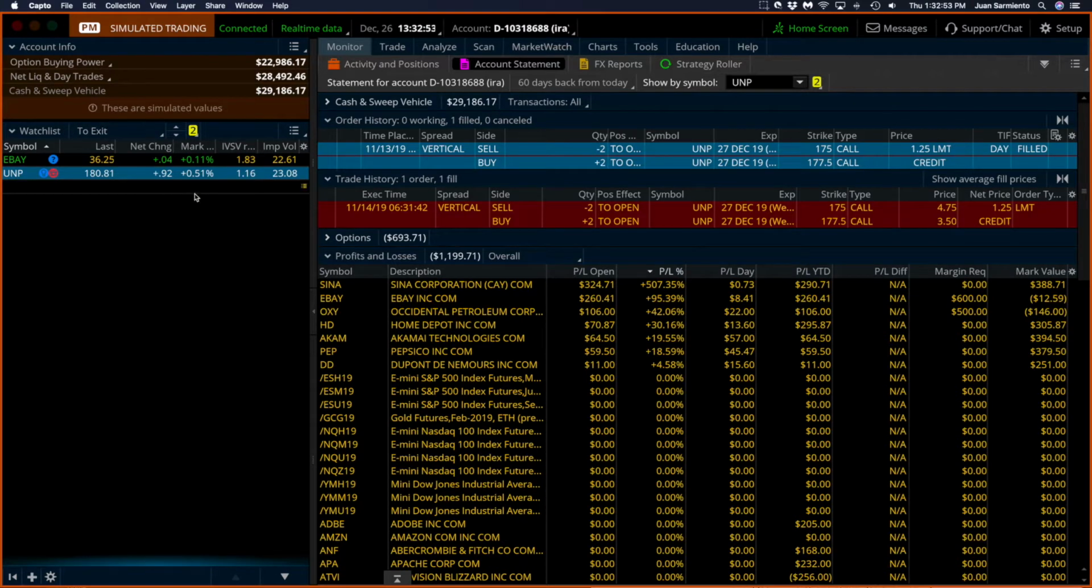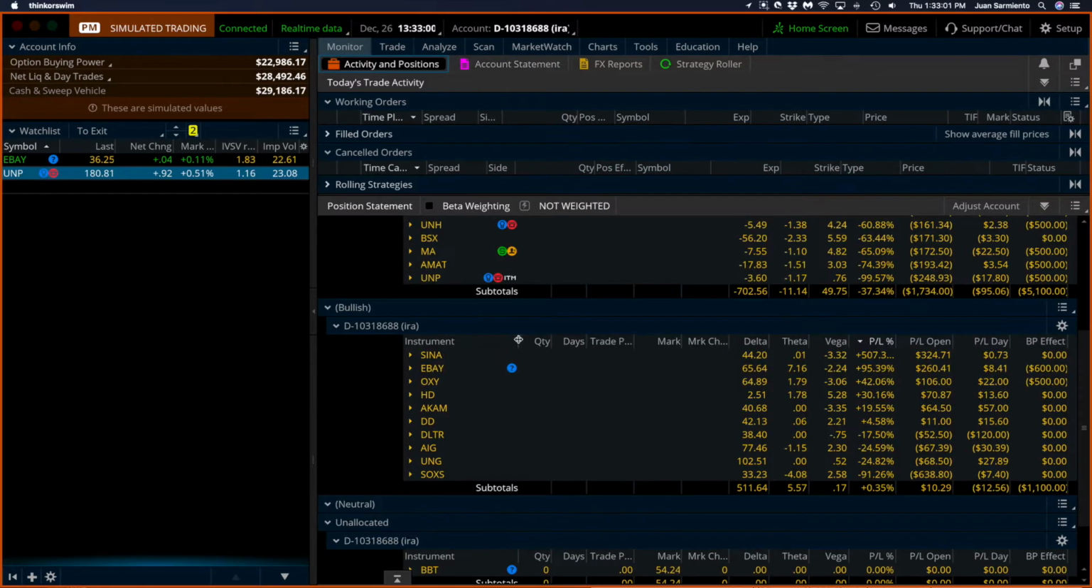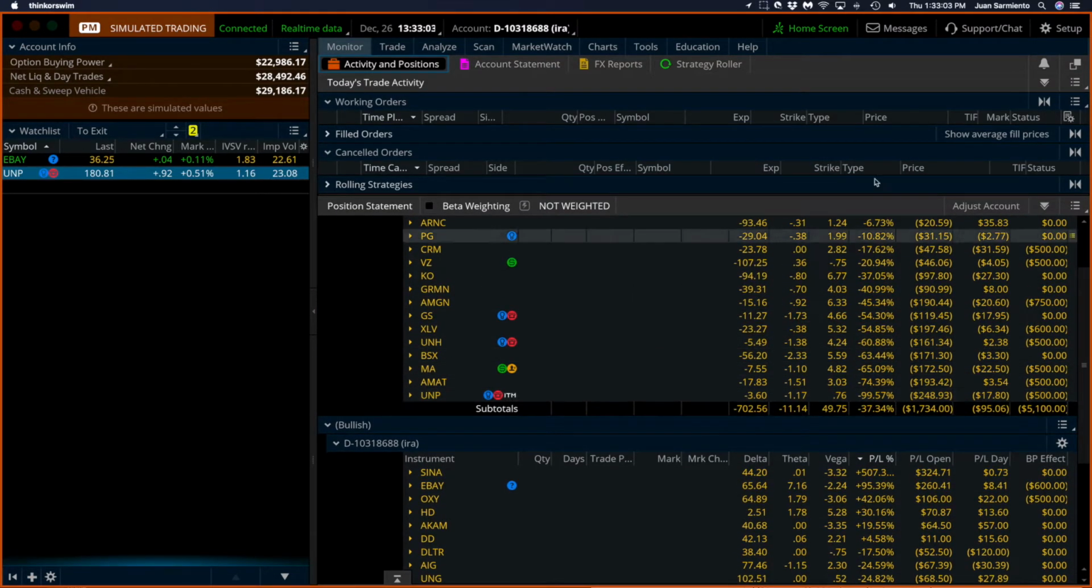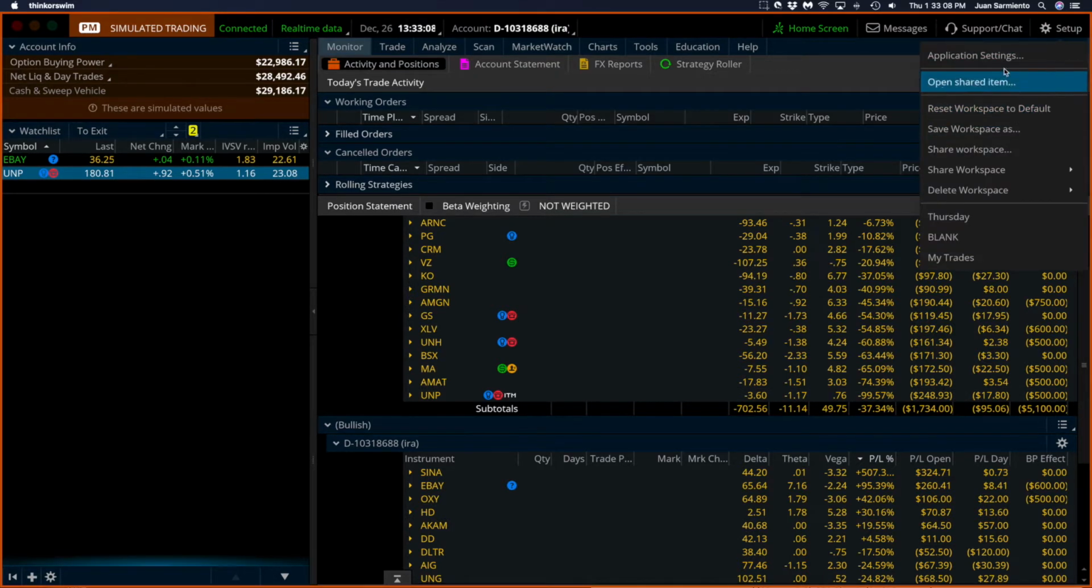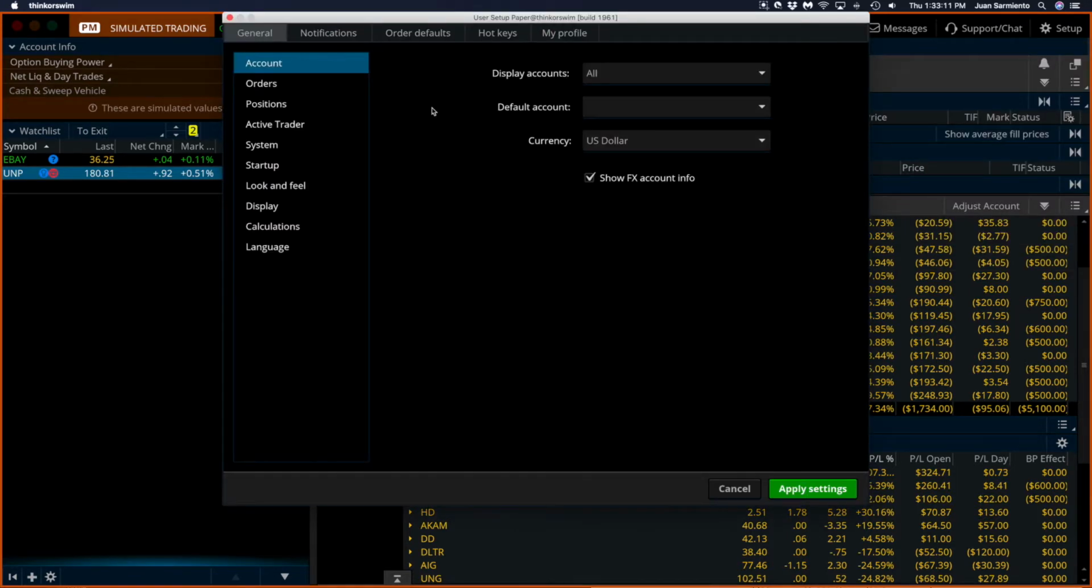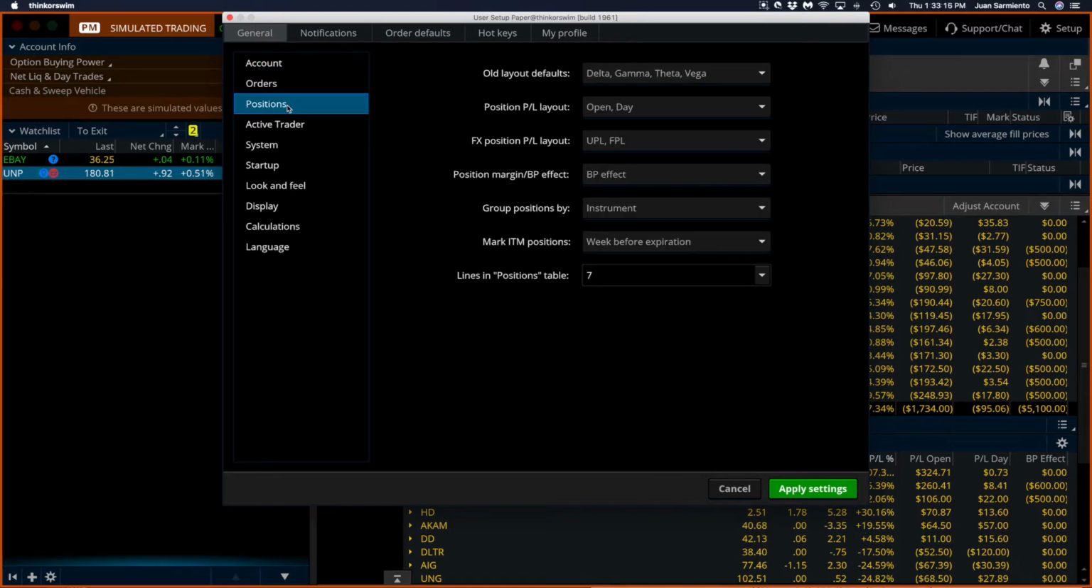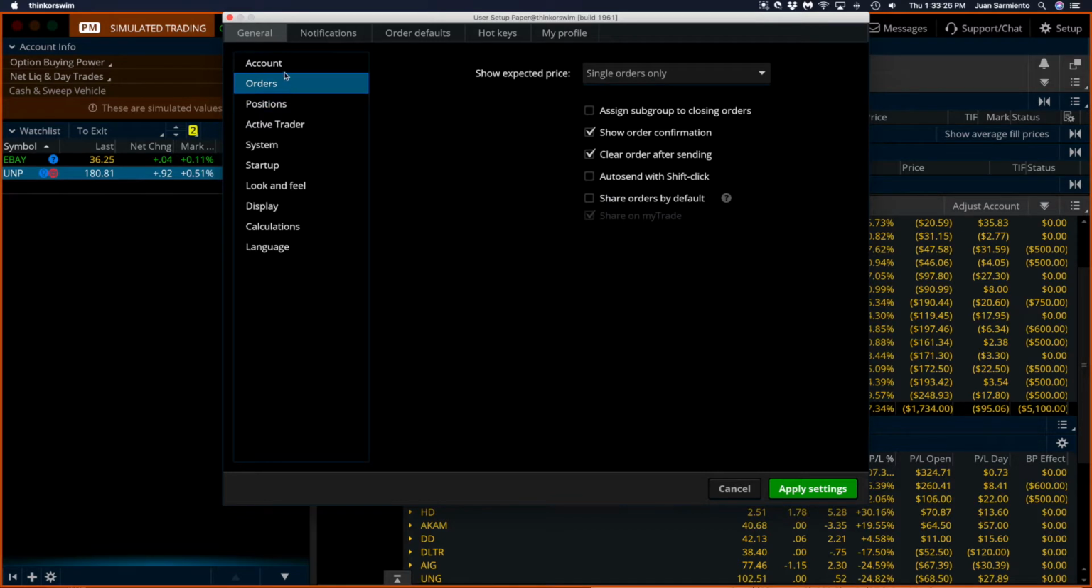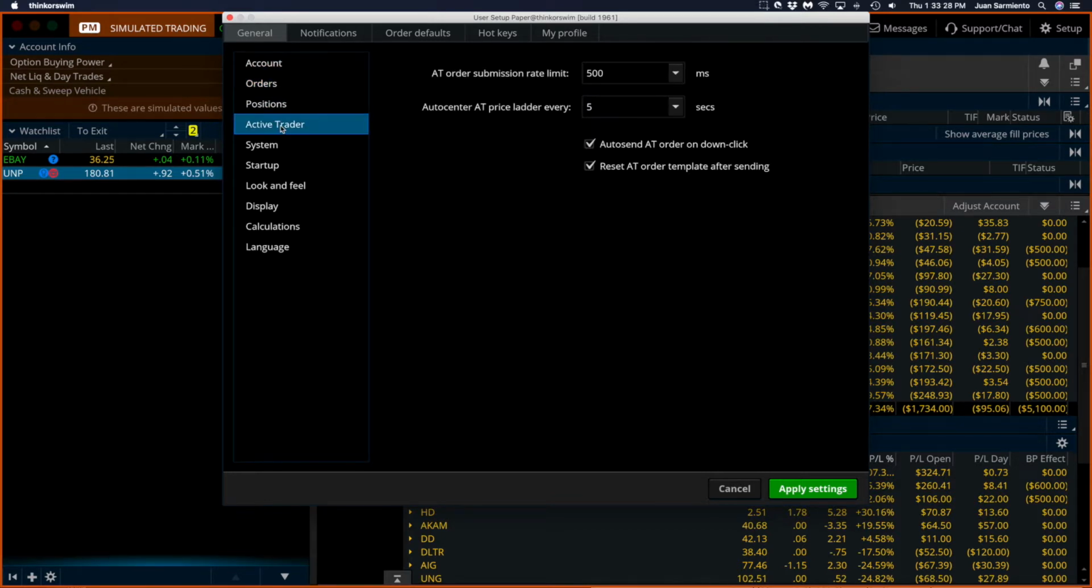I have two options expiring in the money. Let's go to activity and positions. You can quickly locate them if you go to the setup and select application settings, and let's see, positions, and then let me see, that's not it. There's one item here somewhere.